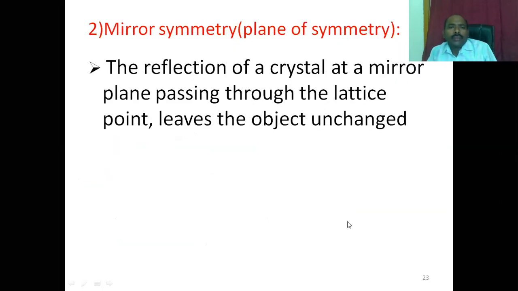Now, that is about rotational symmetry. If we rotate the crystal by certain discrete angles, we get a similar structure, a similar appearance of the crystal. That is rotational symmetry, and the symmetry element is the axis. An axis is nothing but a line. Therefore, that is called rotational symmetry or line symmetry. Now mirror symmetry, which is also called plane of symmetry.